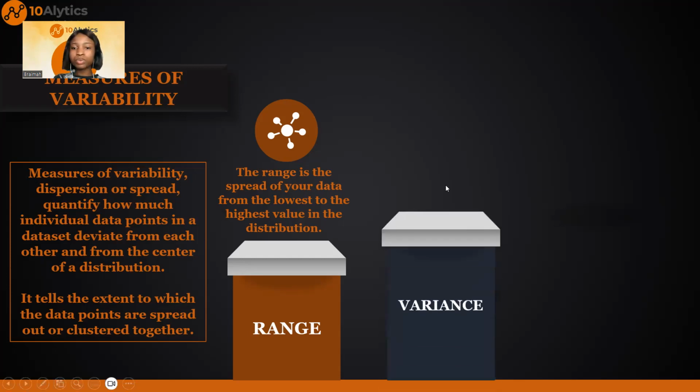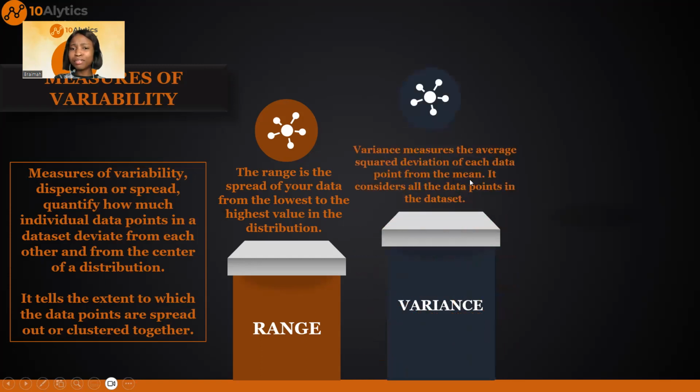So moving forward, what is variance? Variance measures the average squared deviation of each data point from the mean. So you have your mean value, a single value. Then you have other data points in your distribution. What your variance does is, what is the difference between my mean and the data points that I have? So it's going to calculate that, square that, and get the average of that value as your variance.